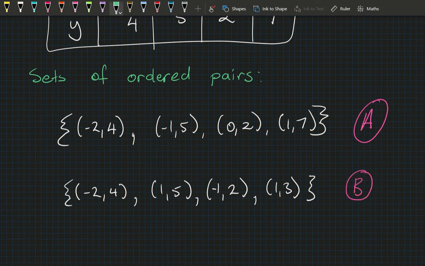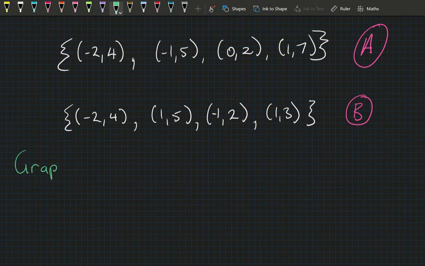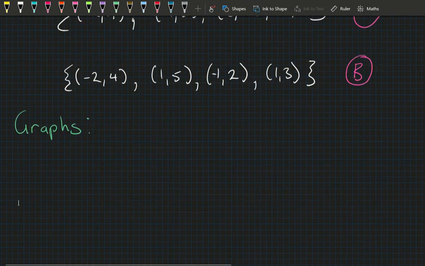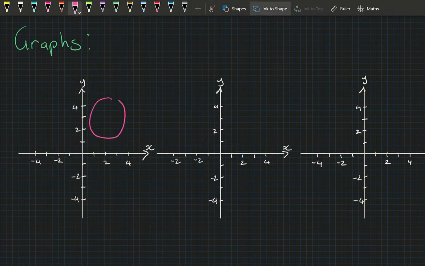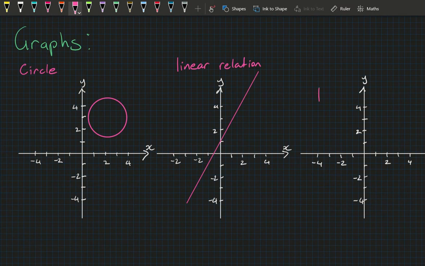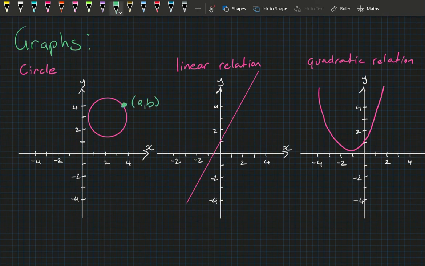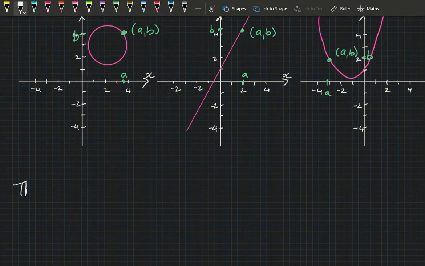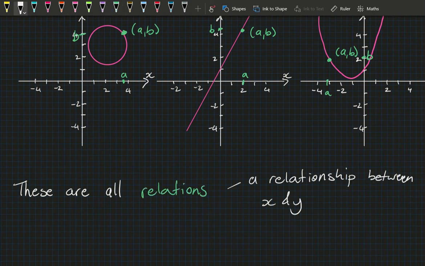We can also describe a relationship between variables by using graphs, which I'm going to draw on these axes. So here's a graph of a circle, here's one of a linear relation, and a quadratic relation. They are all an infinite collection of points, and each point has an x and a y value which relates to the value on the corresponding axes. These graphs, sets and tables, and algebraic expressions are all what we define as relations. In other words, a relationship between the x and y.